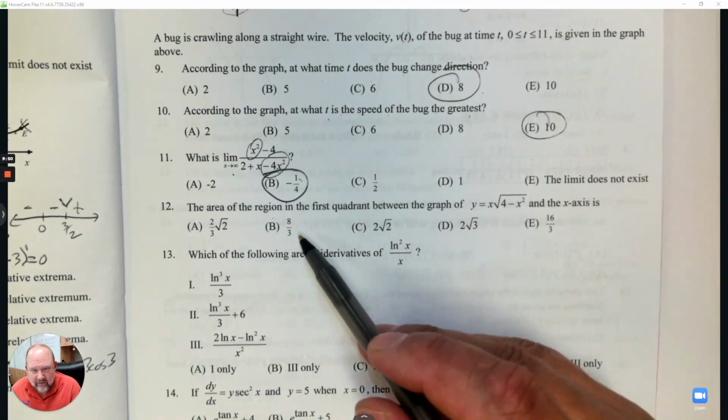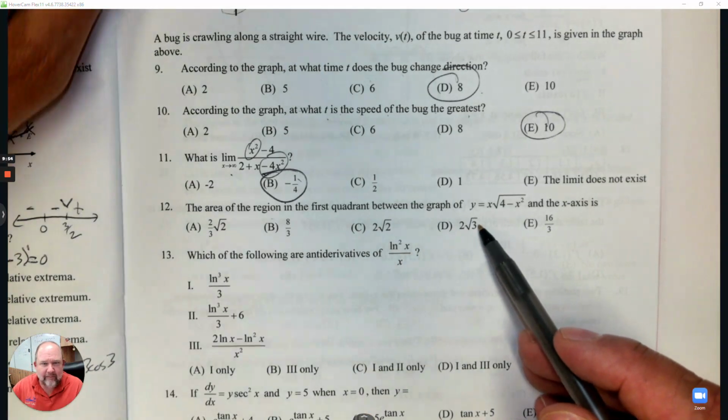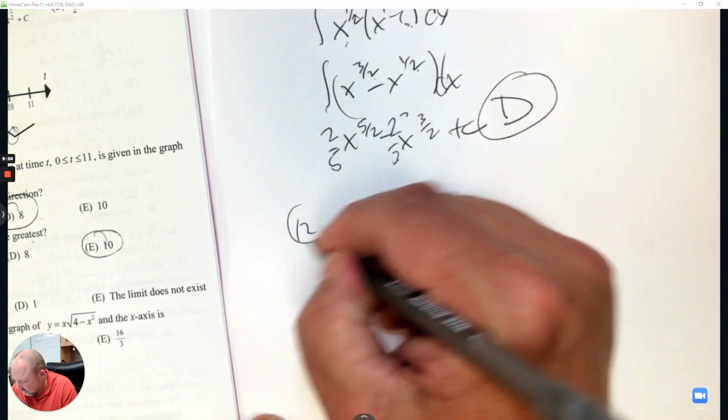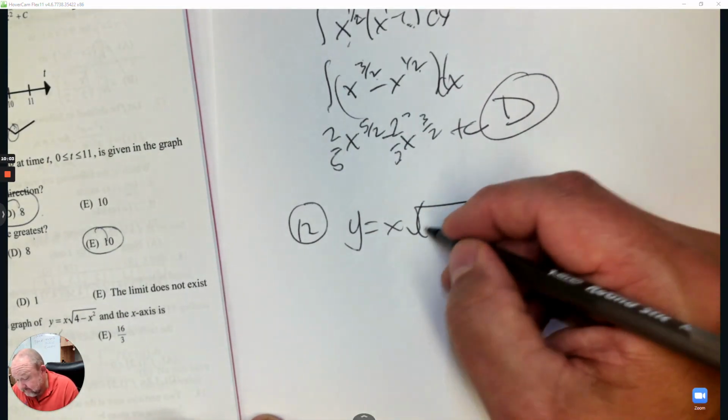The area of the region in the first quadrant. Oh boy, that's going to be one where I'm going to graph. I got to do something for it. Okay, number 12. I don't mind. I like doing this work. I know that, whatever. I like doing the work.